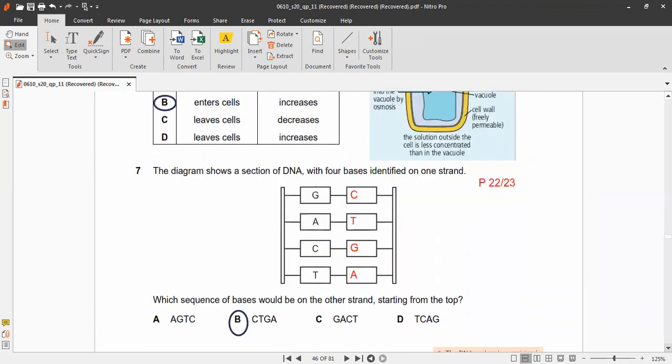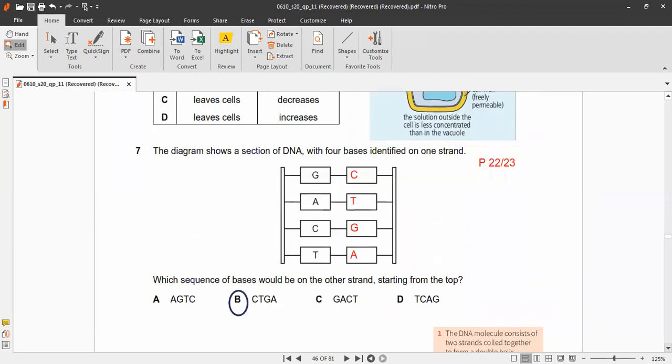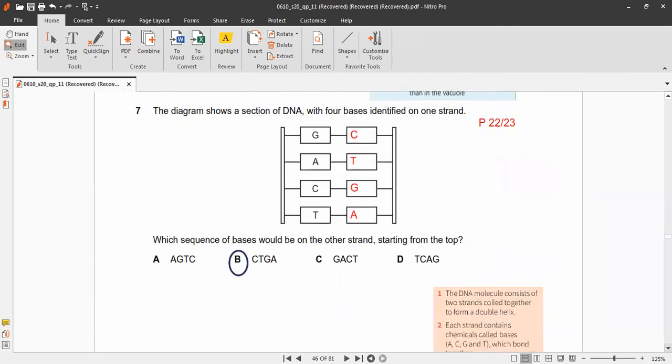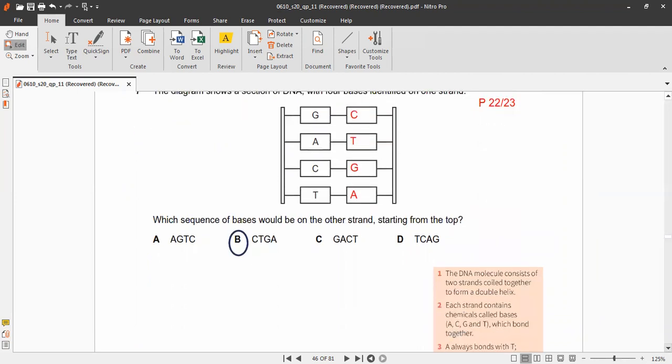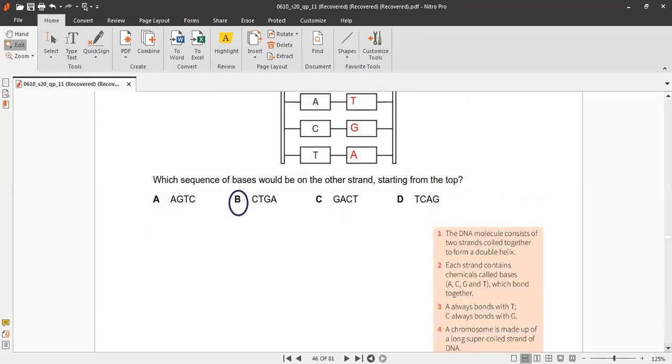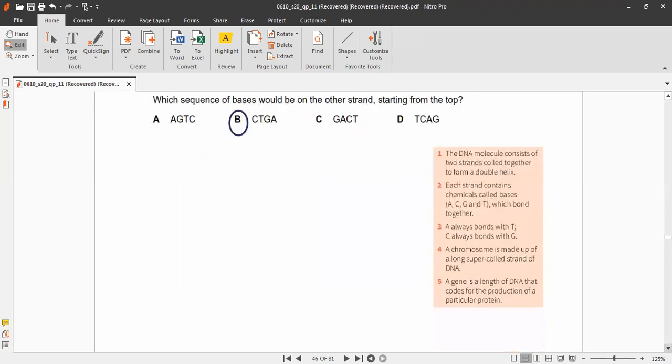The diagram shows a section of DNA with 4 bases identified on one strand: G, A, C, T. Which sequence of bases would be on the other strand starting from the top? Yes, G pairs with C. So the correct answer is B. Start with C, and then A pairs with T, C with G, and T with A. A always bonds with T, and C always bonds with G.